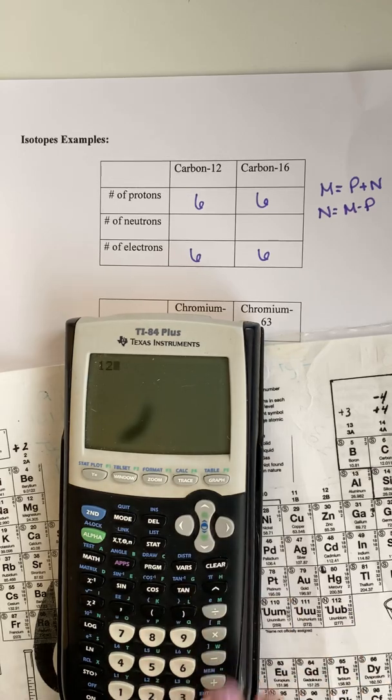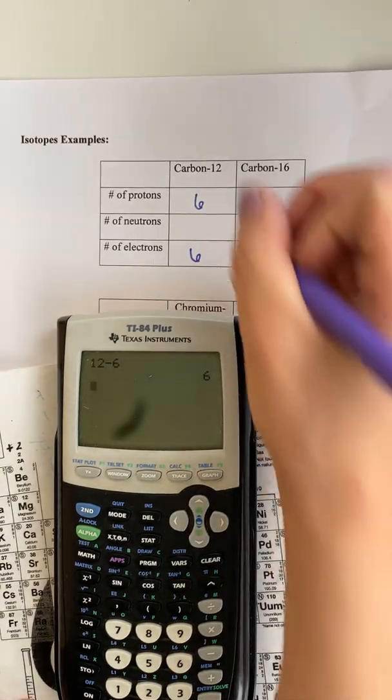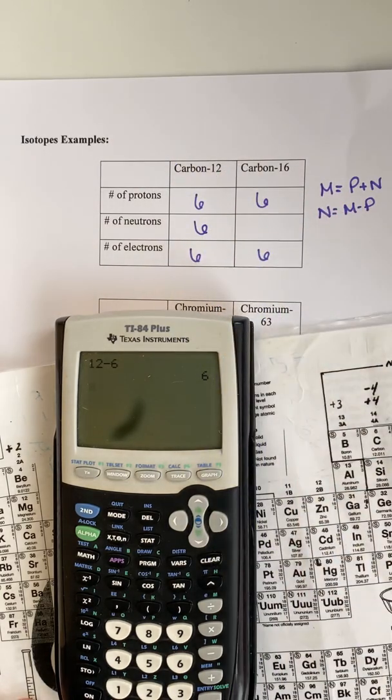So I know my mass is 12, and I'm going to subtract the 6 protons from that mass number to get a neutron number of 6. That makes sense. And then you could double check: 6 plus 6 should equal 12.